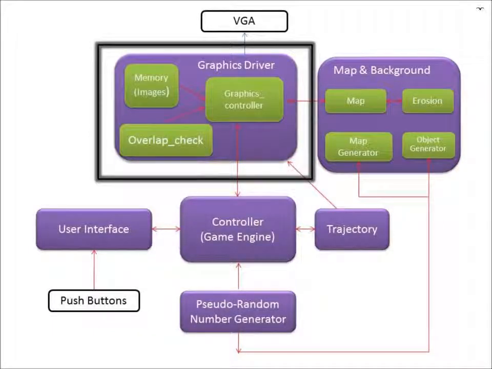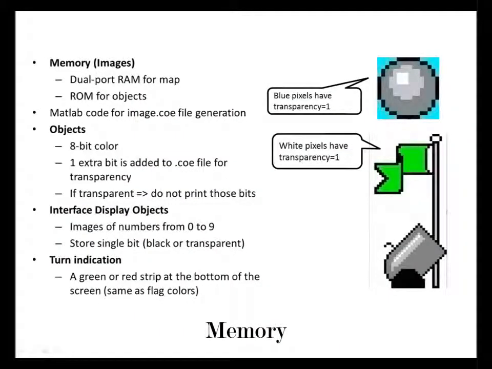The graphics driver is split up into three parts: memory, controller, and overlap check. We used IP blocks to store the images, such as dual-port RAM and single-port ROM. We used MATLAB code to generate .coe files to be used as image data. We also added an extra transparency bit for each pixel next to the original 8-bit colors. For example, the cannonball transparency bit is set to 1 for the blue pixels and 0 for the rest.